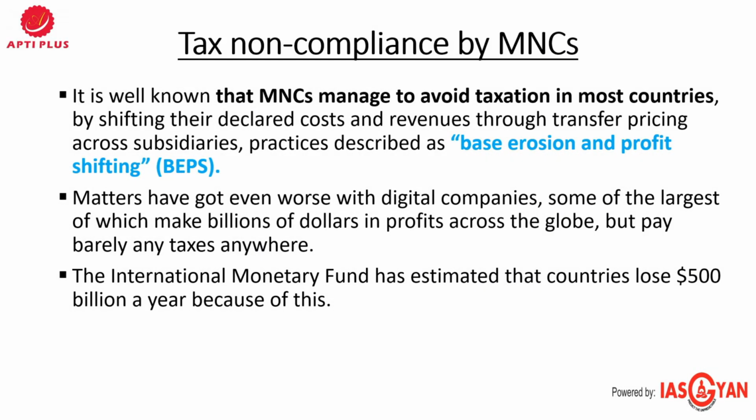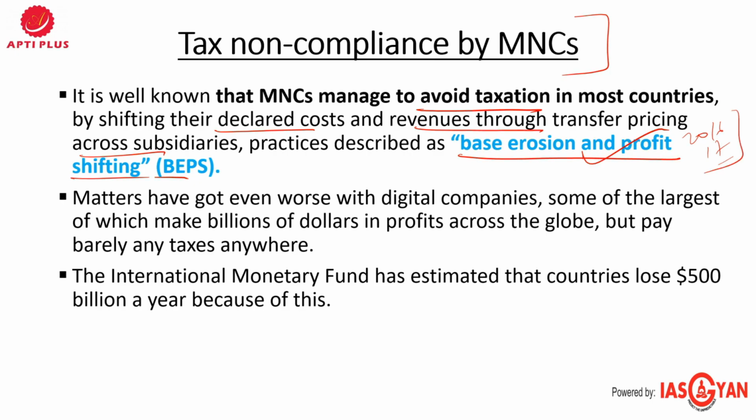Now moving ahead, I'll tell you what exactly the companies are doing, and why a reduction in the tax rate can be a non-compliance for the MNCs, the multinational companies. See what MNCs do: they avoid tax. In most countries they avoid tax by shifting their declared costs and revenue through transfer pricing, and this was done through base erosion and profit shifting. This concept is very important, and UPSC asked a prelims question on this in 2016 or 17, I guess.